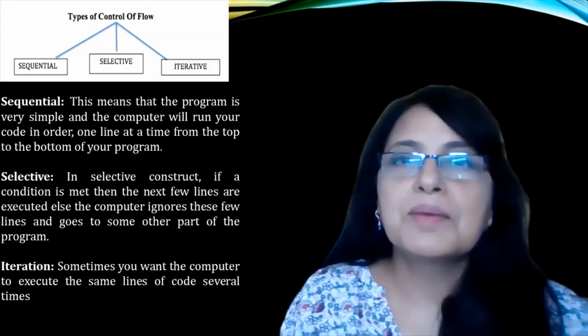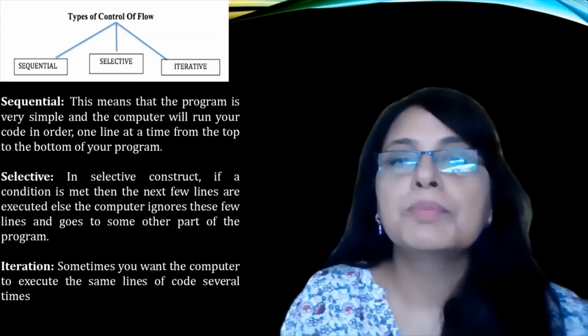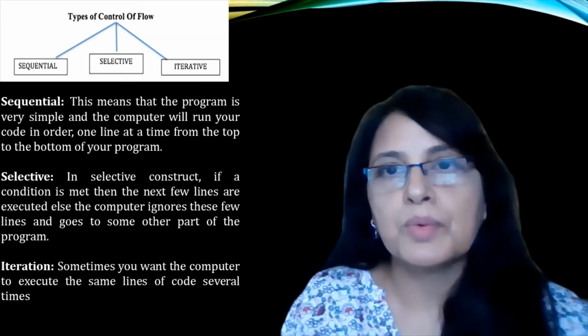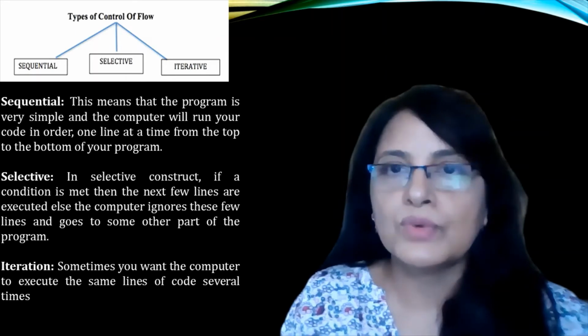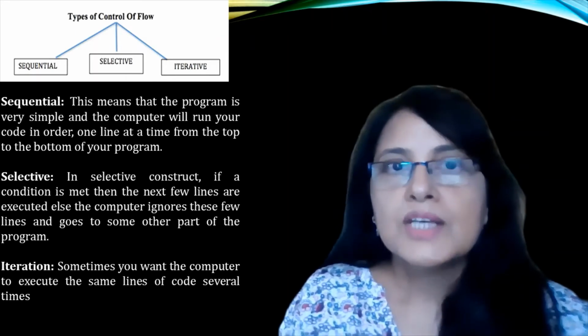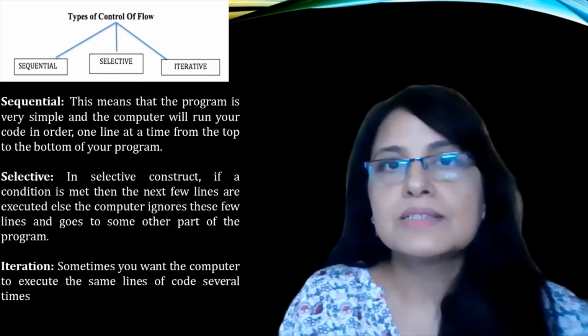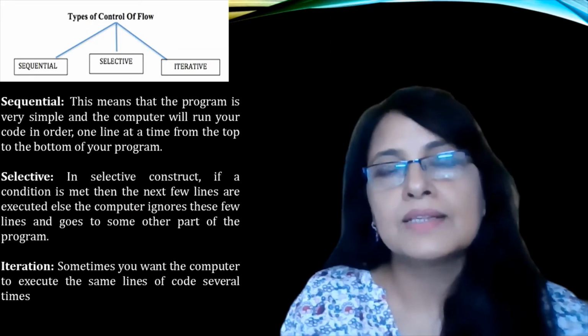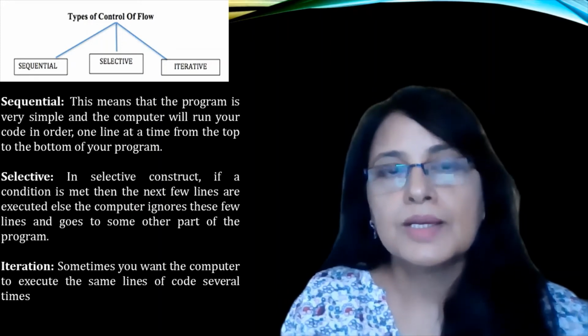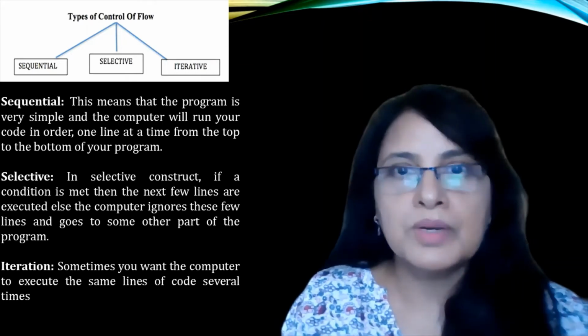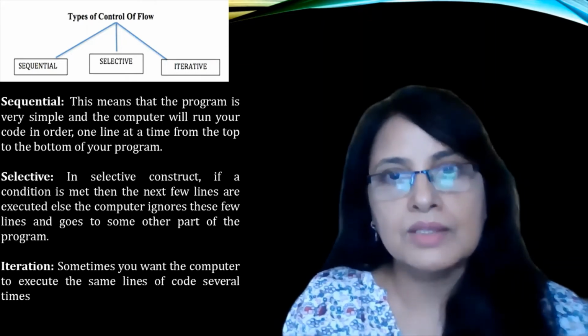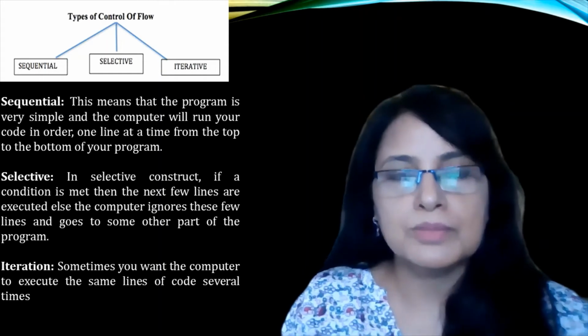We now look at some programming constructs, which are basically the kind of flow the program has, and these are helpful even in algorithms, flowcharts, and pseudocodes. So there's sequential construct, there's a selective construct, and there's iterative construct. The sequential construct means the program is simple. Each line will run one after the other. It will run from top to bottom.